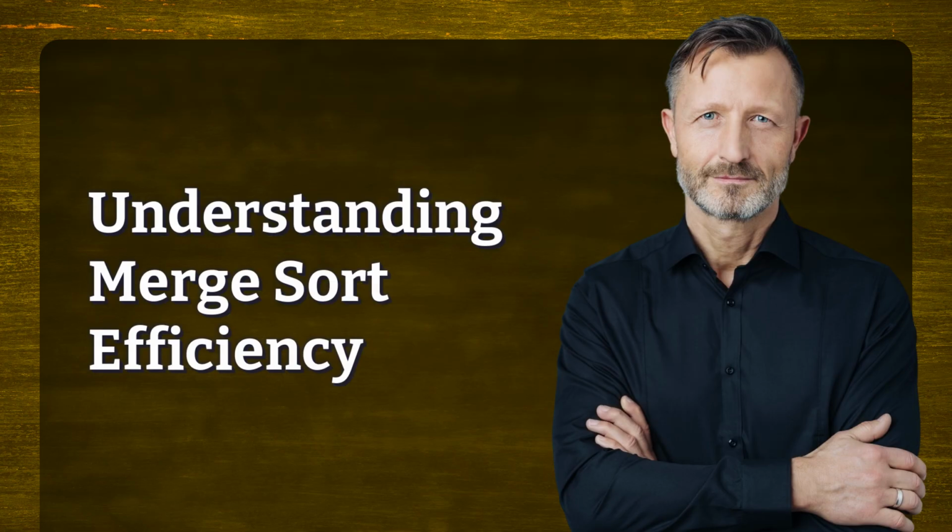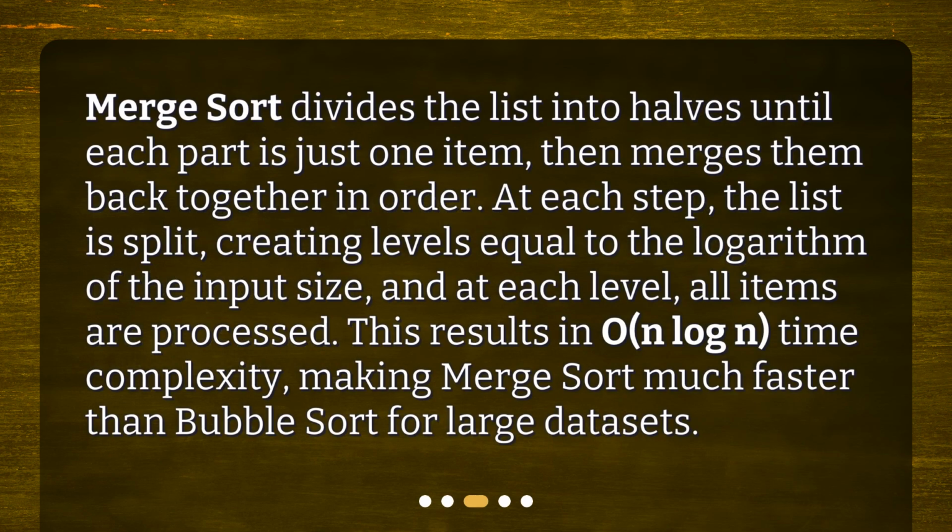Understanding merge sort efficiency. Merge sort divides the list into halves until each part is just one item, then merges them back together in order. At each step, the list is split, creating levels equal to the logarithm of the input size, and at each level, all items are processed. This results in O of n log n time complexity, making merge sort much faster than bubble sort for large datasets.